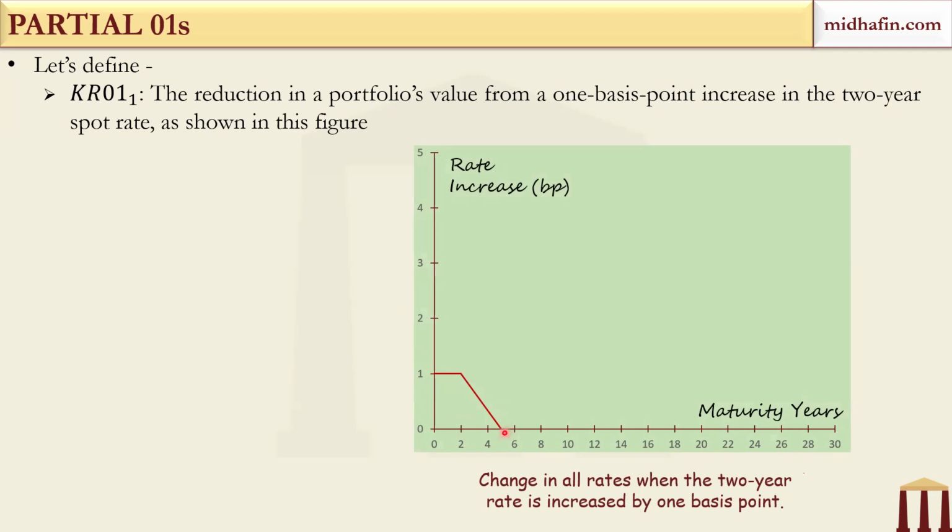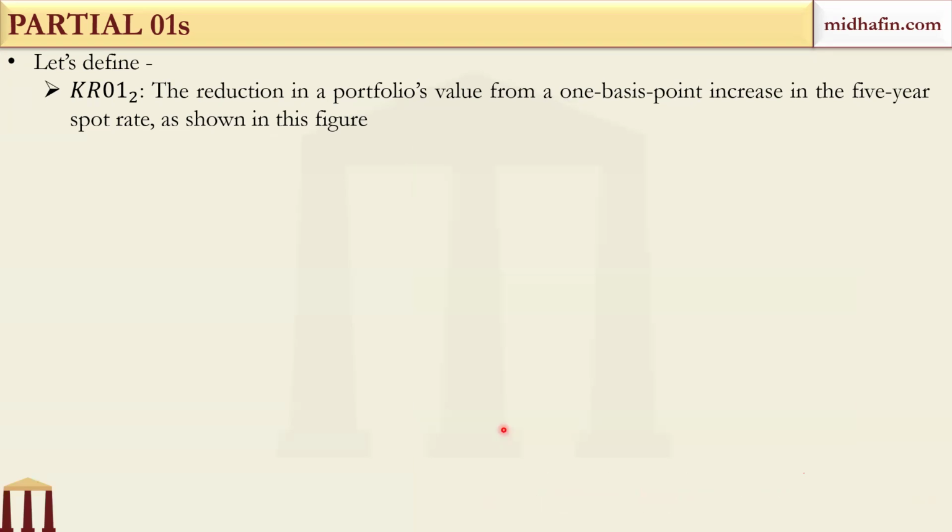Then I have to define the next key rate in order to decide the slope. Let's say I decide that the next key rate is the 5-year key rate. In this case, what will be the change in the 4-year spot rate if the 2-year key rate changes by 1 basis point? Again, it is assumed to be linearly decreasing in nature. This is how it is done.